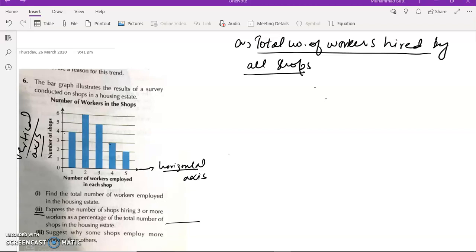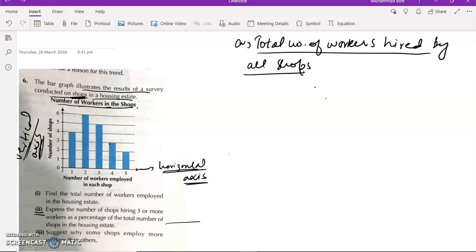The bar graph illustrates the result of a survey conducted on shops in a housing estate. A survey was conducted on shops and they concluded the number of workers in the shops. What did they find out? Number of workers in the shops. The bar graphs have been shown over here. The number of workers are shown on the horizontal axis, whereas the number of shops are shown on the vertical axis. The horizontal axis is also called x-axis and the vertical axis is also called y-axis.